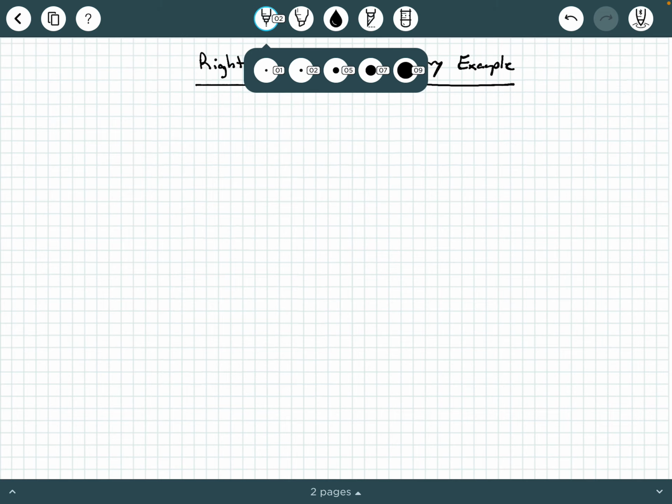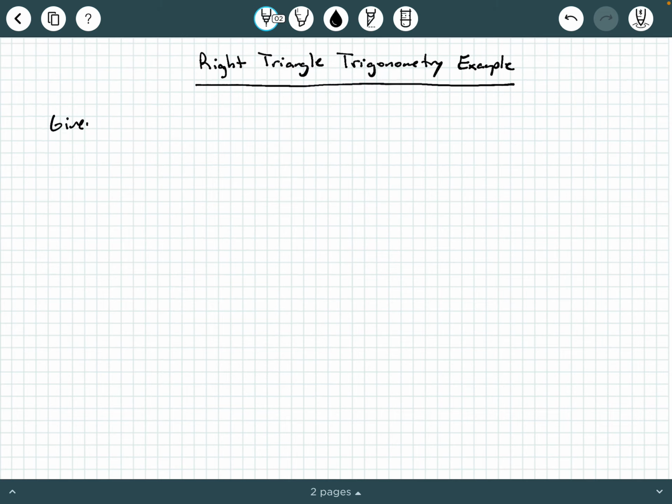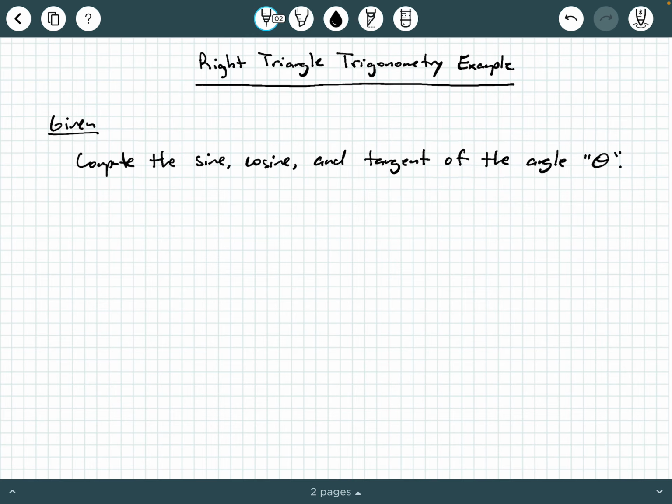So to get started, we're going to write given. And this is going to be our given information, so basically our problem statement itself. And in this problem, we are going to be asked to compute the sine, cosine, and tangent of the angle theta. Now, also in this given information, we're going to be given a right triangle.